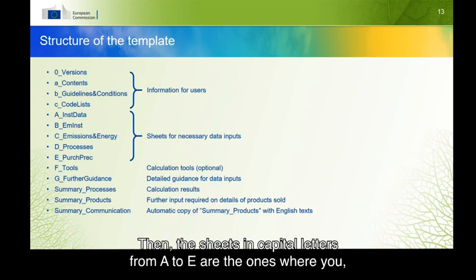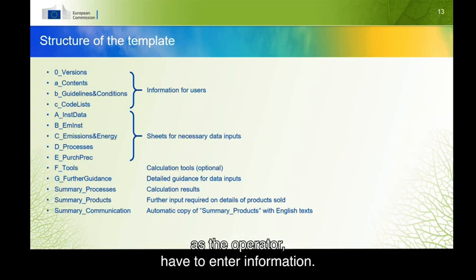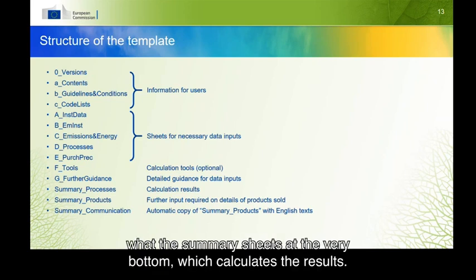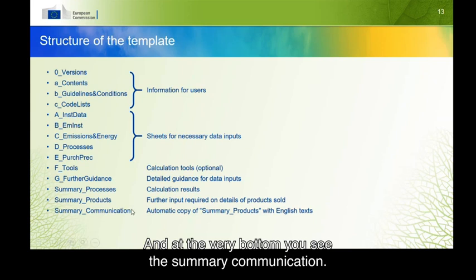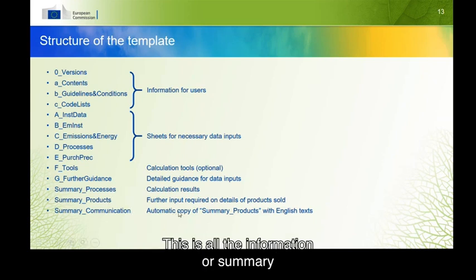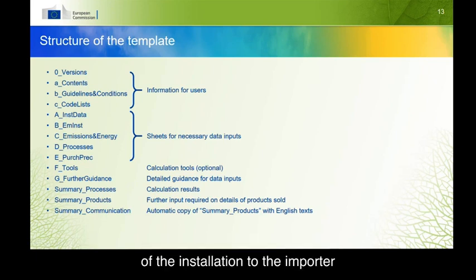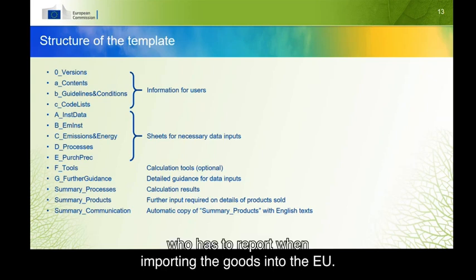Then the sheets in capital letters from A to E are the ones where you, as the operator, have to enter information. And then there are further sheets, in particular the summary sheets at the very bottom, which calculate the results. At the very bottom, you see the summary communication. This is a summary of all the information that needs to be passed on from the operator of an installation to the importer, who has to report when importing the goods into the EU.